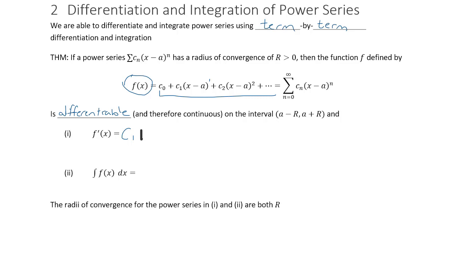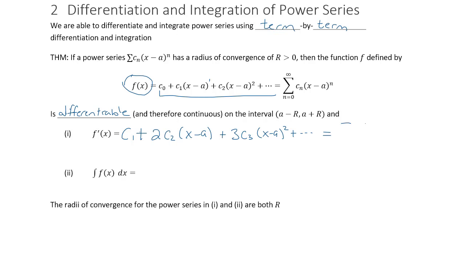Plus, now take the derivative of this term. Bring the 2 out front. 2 C2 times x minus a, now to the first power. Okay, the next one, even though I don't have it written down here, would have been a C3 times x minus a to the third, so you get a 3 C3 times x minus a squared, plus, and so on.